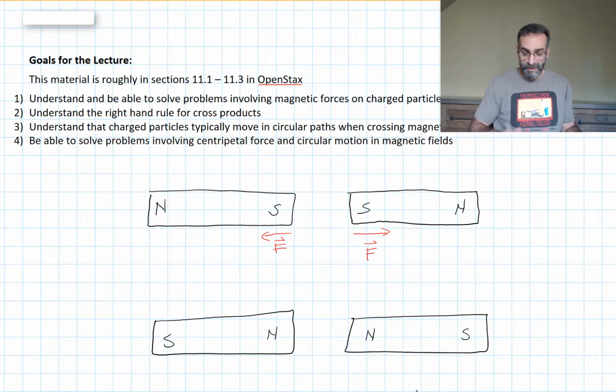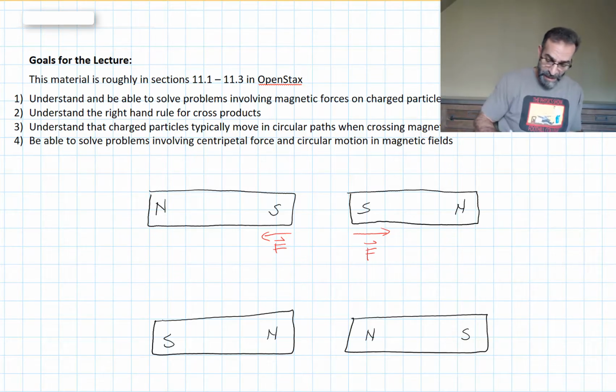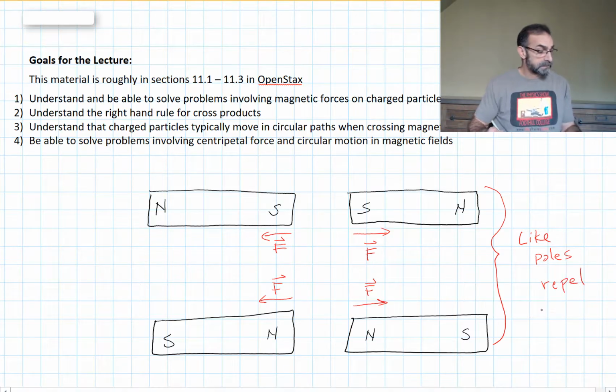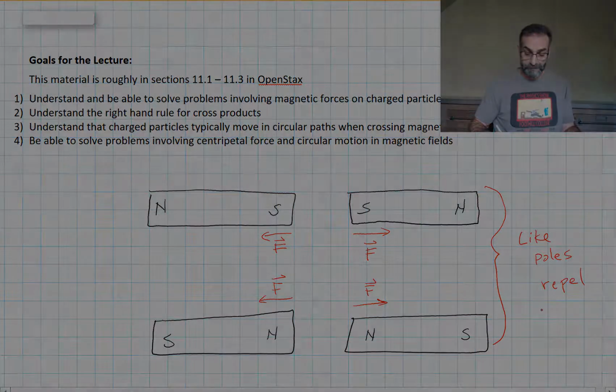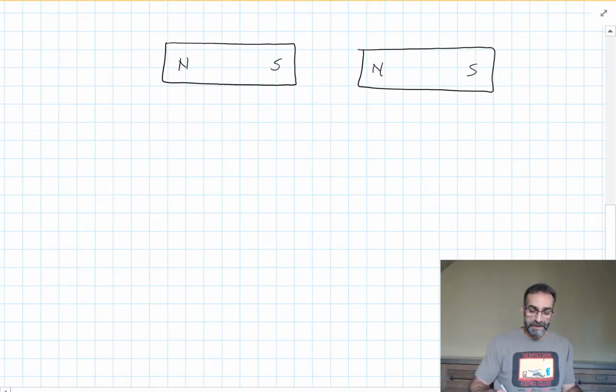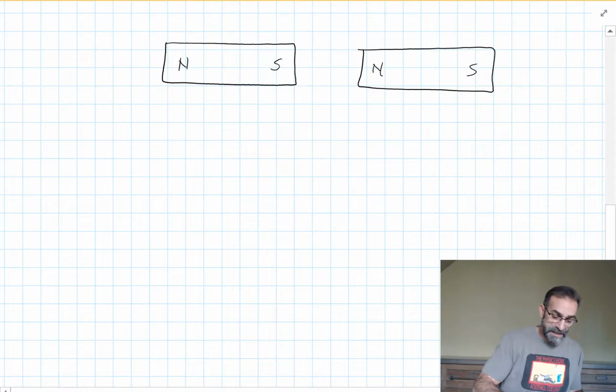Similarly, we could put the north poles together and we would get repulsive forces between these two magnets. And if we put opposite poles together like this, we get an attractive force.